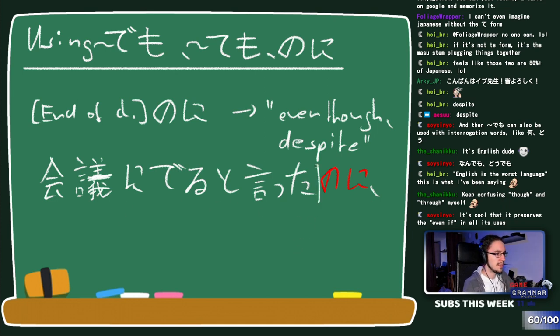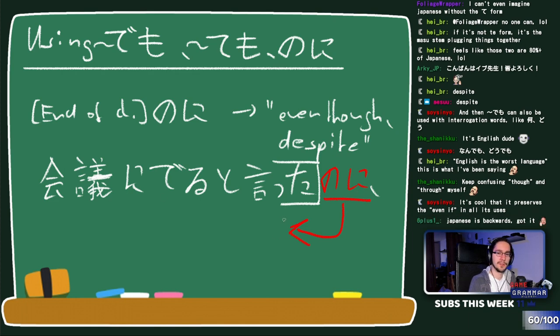会議に出ると言った. You said you would appear at the meeting. 会議に出ると言った. Noni. Even though you said you would appear at the meeting. And this is another thing that cannot be mentioned often enough, and it applies to demo, it applies to noni. Remember that most things in Japanese grammar work backwards compared to English, of course. Most things in Japanese grammar always affect things in a sort of backwards order.